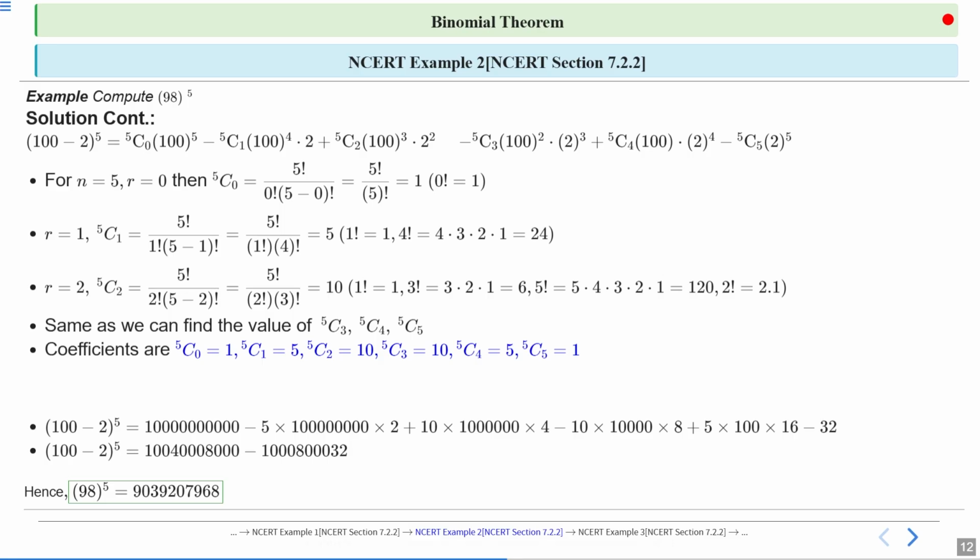And finally we find that 98 raised to the power 5 is equal to 9039207968. Okay, and this is our final answer. So I hope this example is clear to all of you.